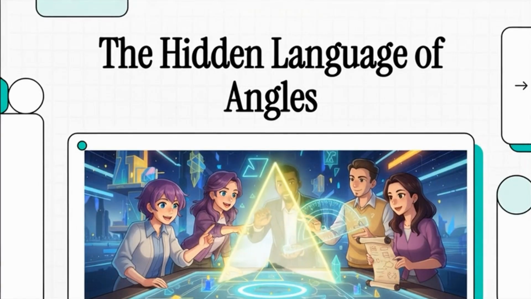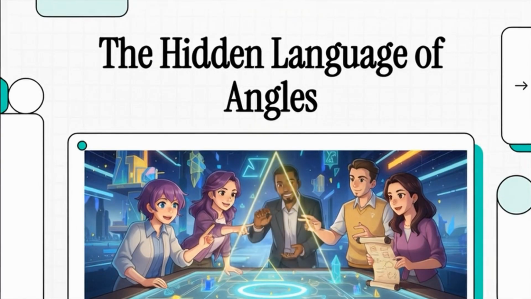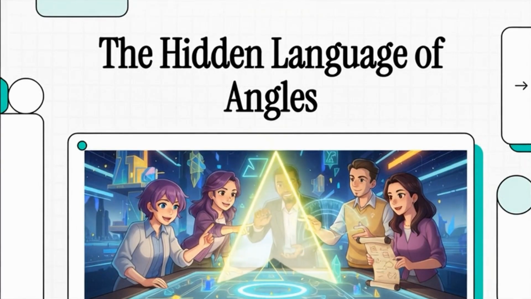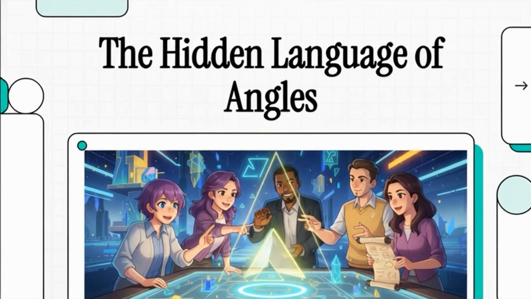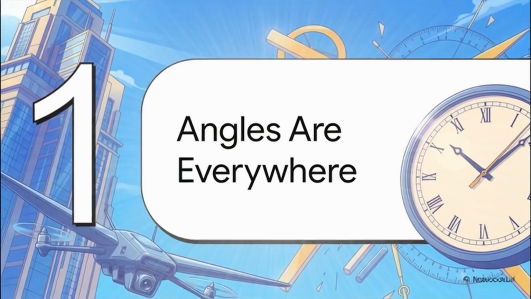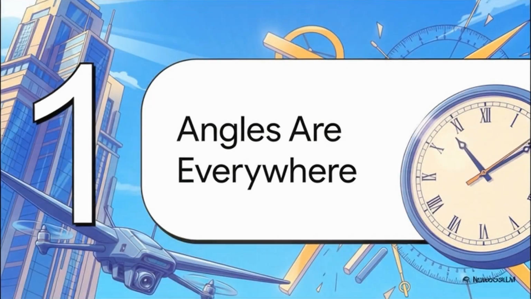Did you know there's a hidden language that shapes the entire world around you? A language of space and shape and design? Well, there is, and it's the language of angles. And today, we're going to learn how to speak it. Seriously, once you know what you're looking for, you start to see them absolutely everywhere.